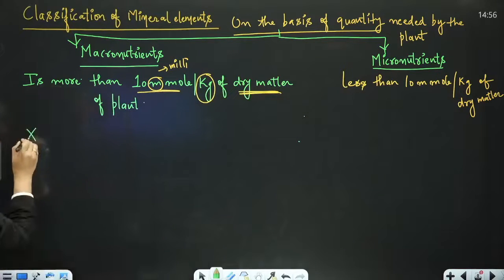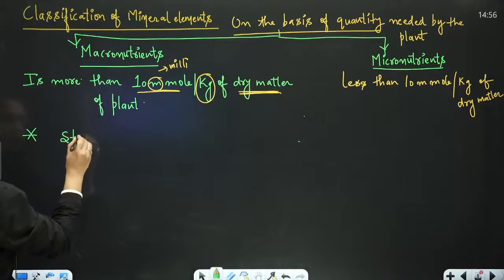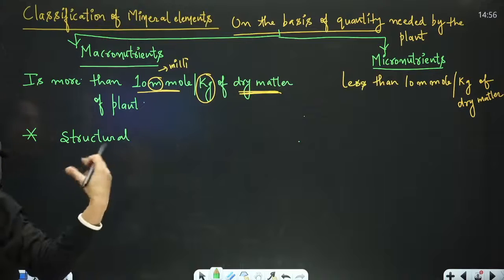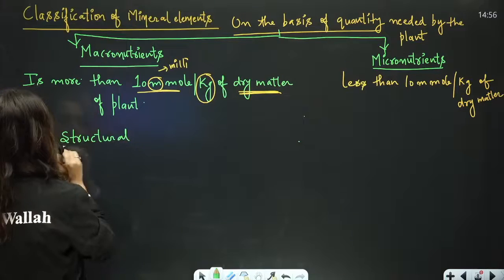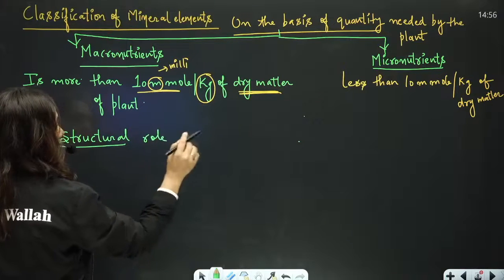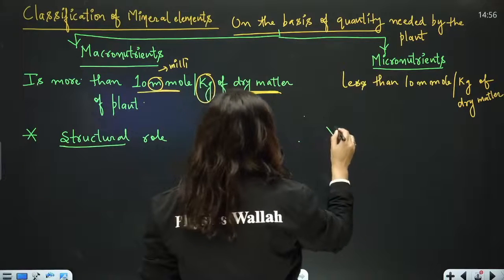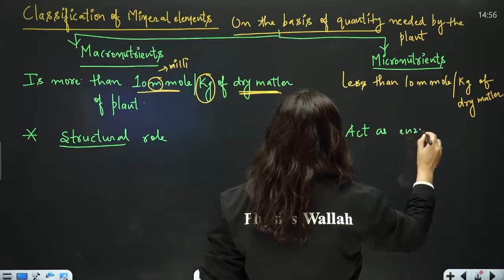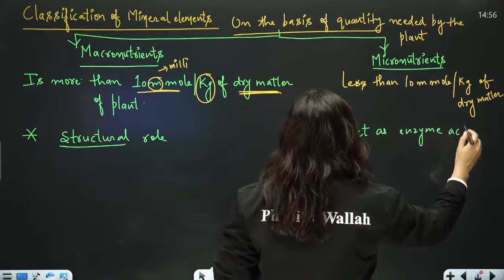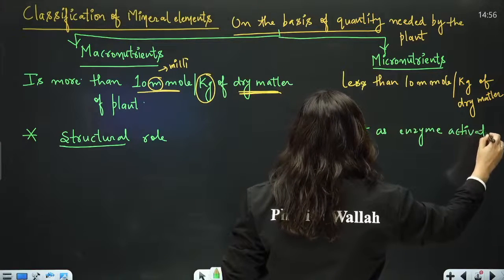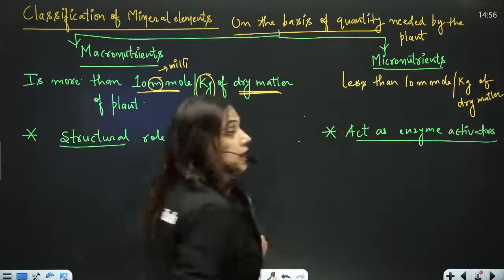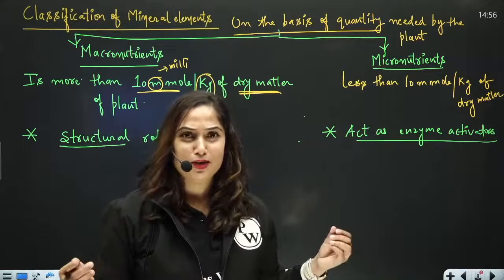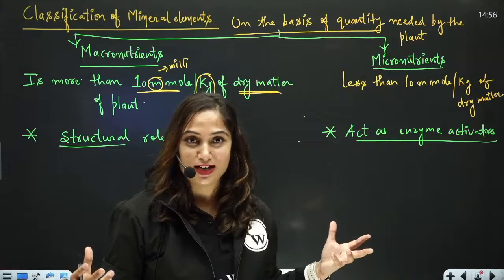Now, what is the role of these macronutrients? They are structural in role. That means they form the major part of the plant body. They have mainly the structural role, and they mainly act as enzyme activators. That means they activate the activity of enzymes. So they do not have a very peculiar structural role in plants.